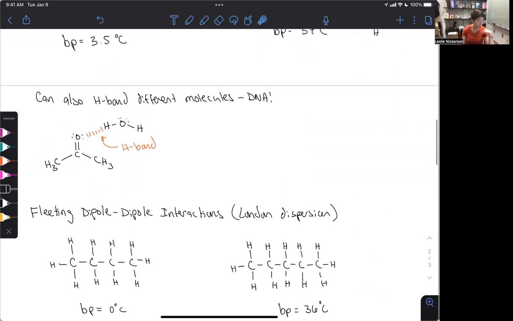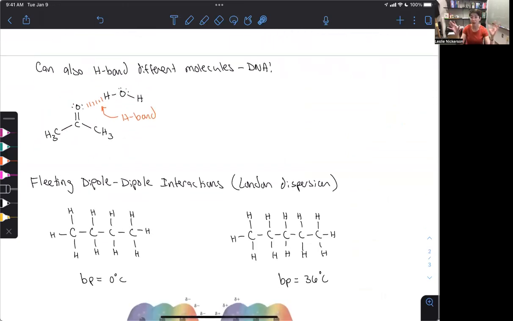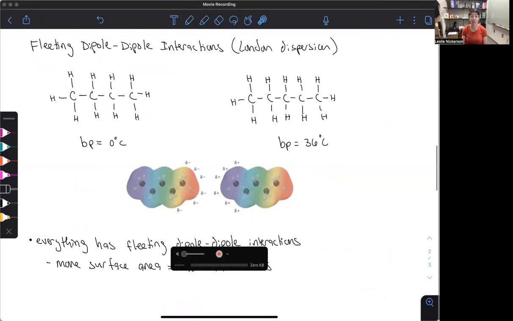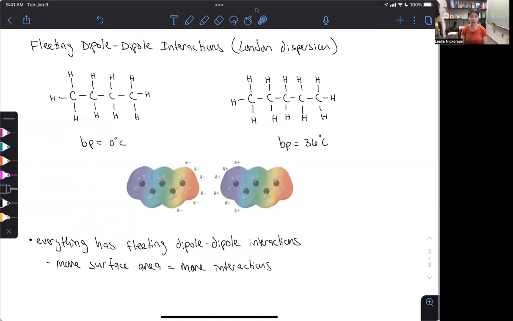Your book does a really good job of showing the really neat things, and they even have a little box about the gecko feet. So definitely give those a look and start looking through maybe some of your old Gen Chem stuff for review. Anyways, let me know if you have any questions and I'll see y'all later.